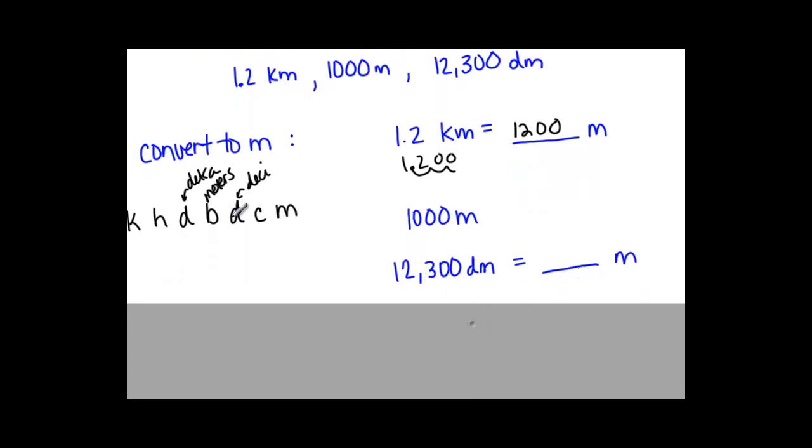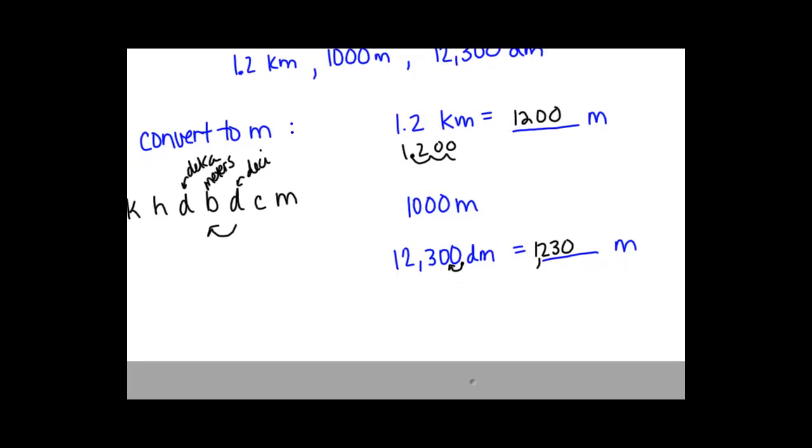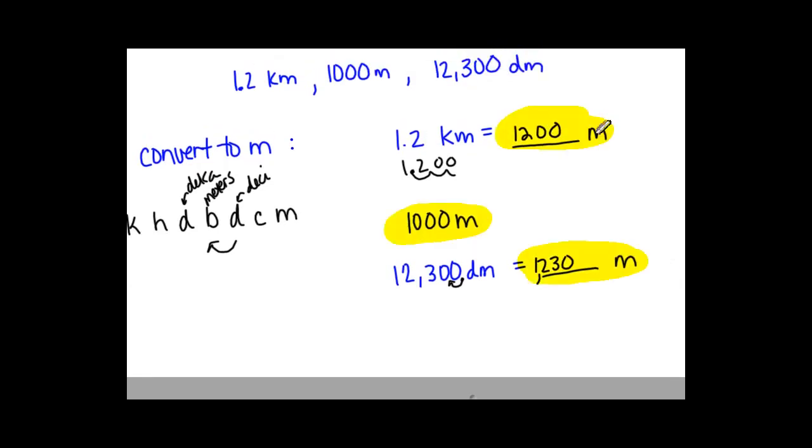And now my 1,000 meters, it's already in meters, but 12,300 decimeters, if I want to convert that to meters, here we would be starting at decimeters, and to get to meters I need to move one decimal place to the left. So my decimal place actually begins here at the end of the number. If I move one decimal place to the left, that would give me 1,230 meters. So if I'm going to arrange these like the problem asked, let's look at all of these units in meters.